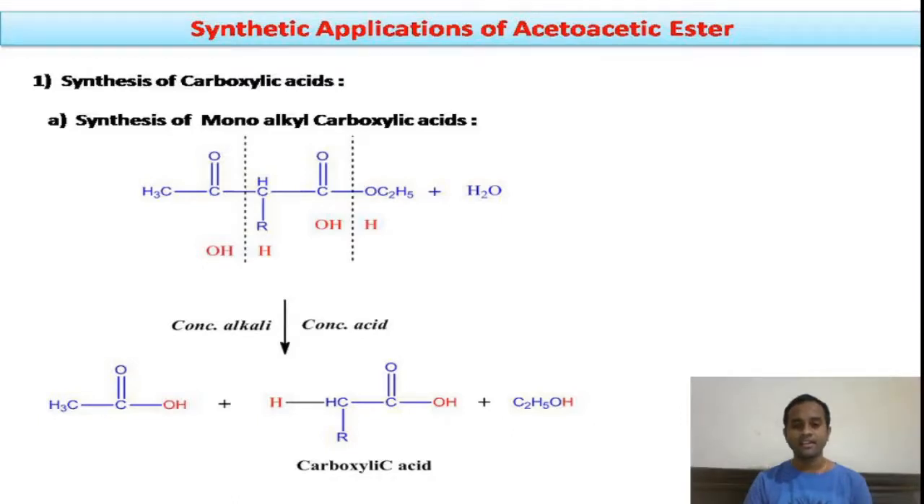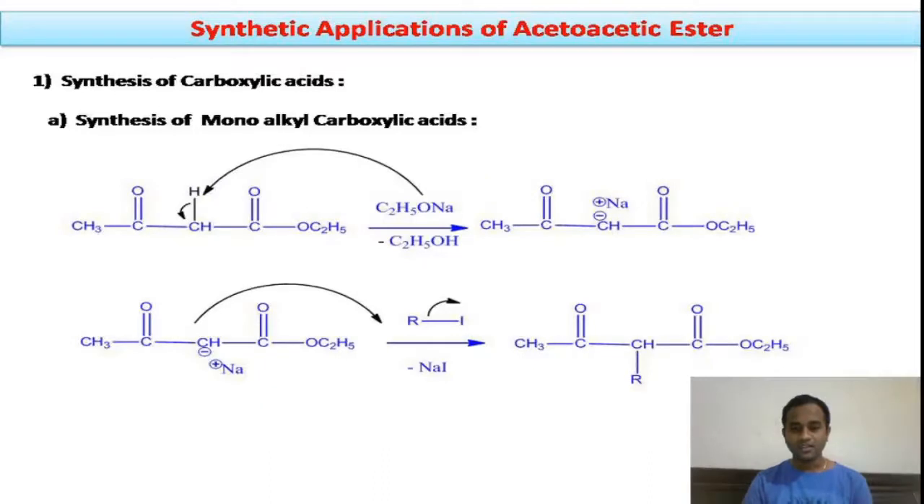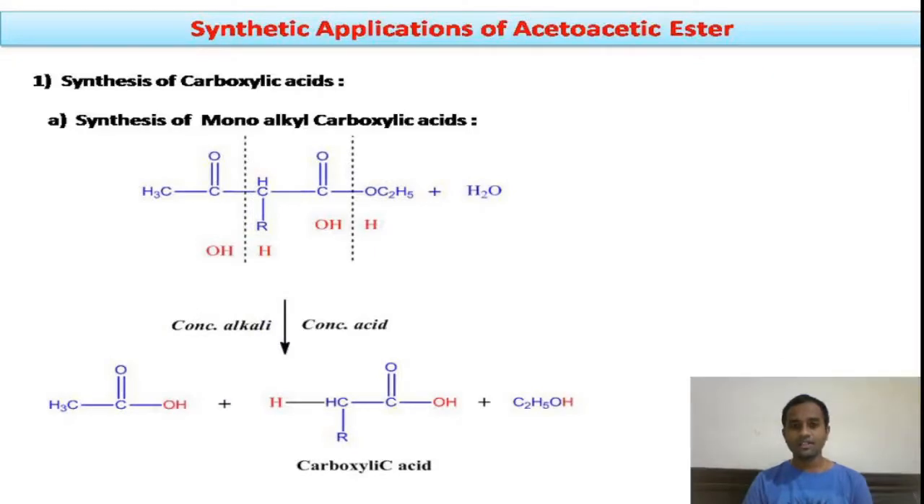Upon heating, we will get this carboxylic acid, right? Long chain carboxylic acid, alkyl substituted carboxylic acid, as the main product. This is acidic hydrolysis, right? In the previous step, we have prepared the monoalkyl acetoacetic ester. With this monoalkyl acetoacetic ester, upon acid hydrolysis, we will get alkyl substituted acetic acid as the main product, right?